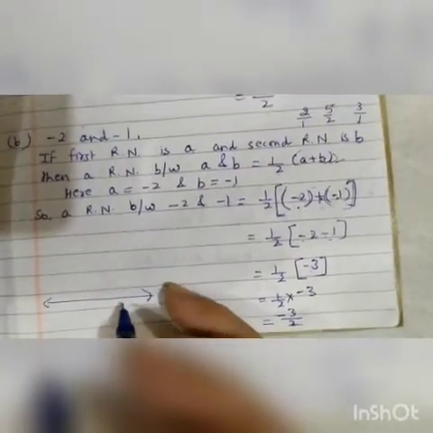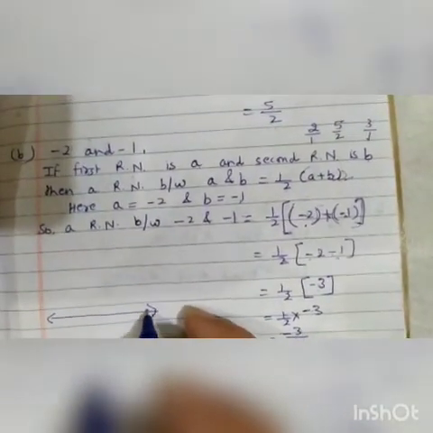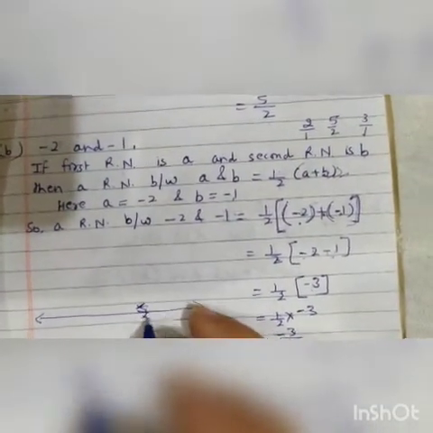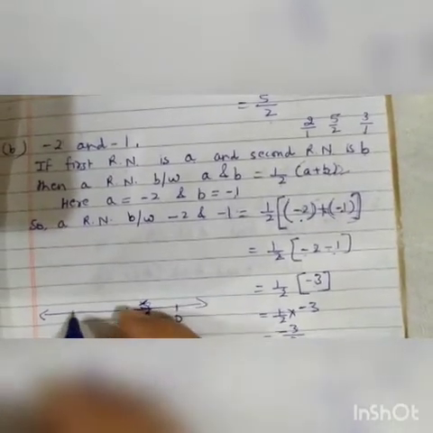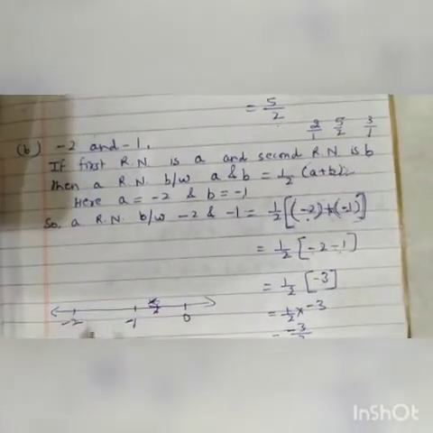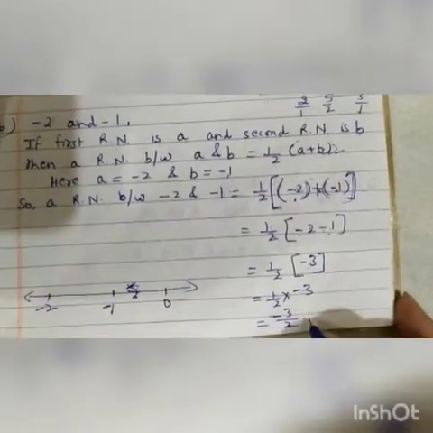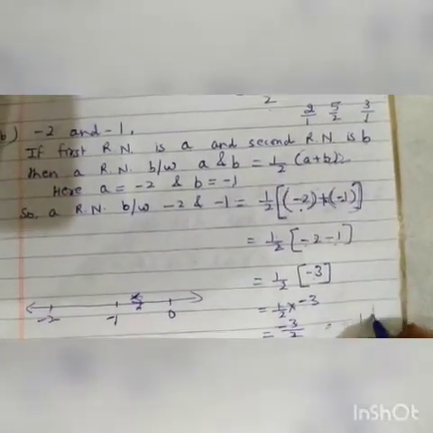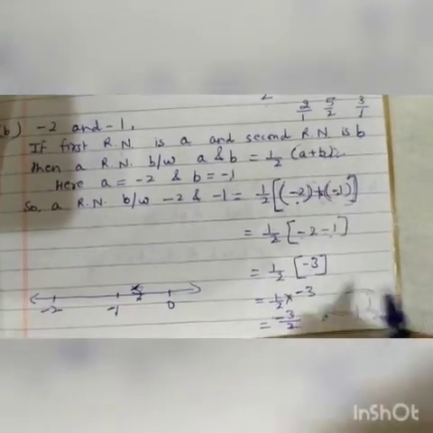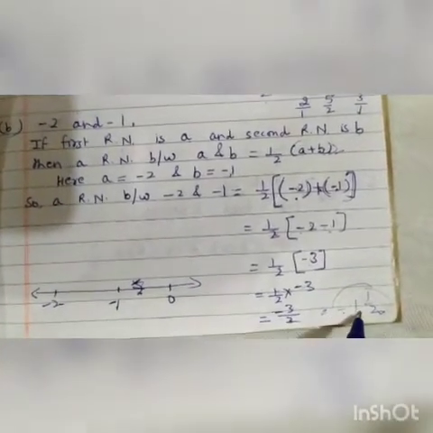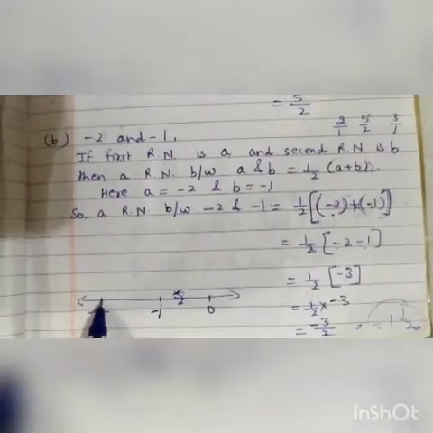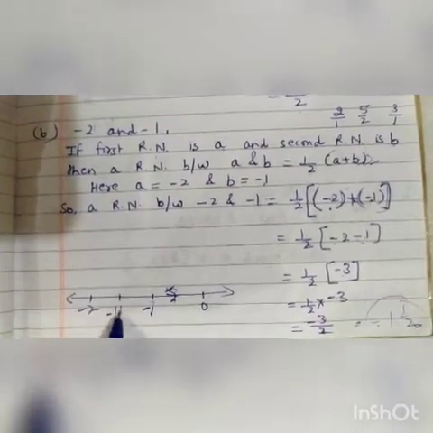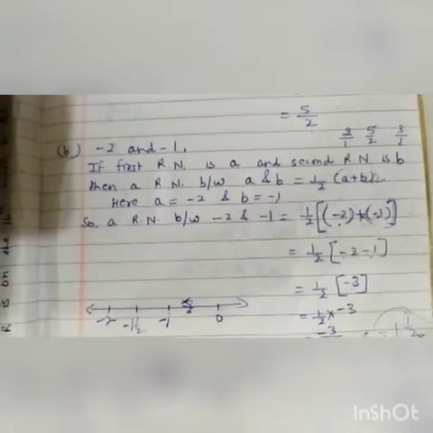See, if you want to understand more clearly, suppose we are taking this number line up to here. This is 0, this is 1, minus 1, this is minus 2. So minus 3 upon 2 means minus 1 and 1 upon 2, that is, 1 and a half. So this minus 1 and a half will be between minus 1 and minus 2. This is minus 1, this is minus 2. Here it will be minus 1 and a half. Clear?